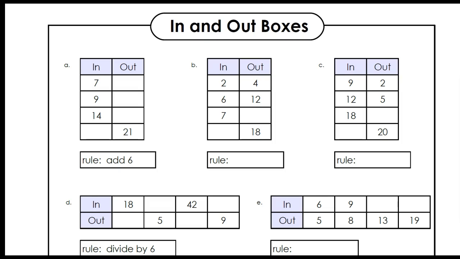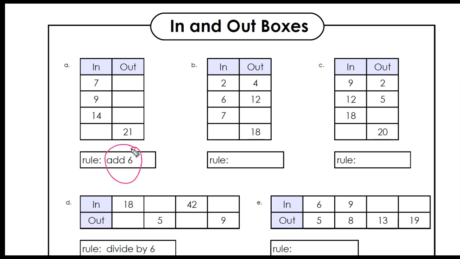So this is one side of the math worksheet that you have for homework, okay? So the in and out boxes, okay? There's a rule for every one of these. Sometimes you have to figure it out. What's the pattern? But in case of letter A, what's the rule again? Add what again? Add 6.